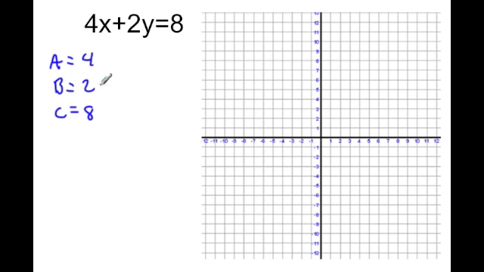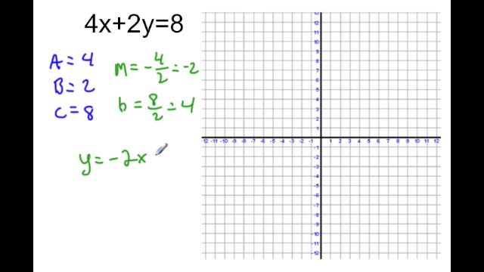Since I know that, I can now find the slope of this line by saying that m equals the opposite of a over b. So I know that my slope is negative 2. I can find my y-intercept by saying that b equals c over b. So I take my c and divide it by my b, and I get a 4. So to convert this without subtracting and dividing and doing all that stuff, I can just do this math here, and I should be able to write this equation as y equals the opposite of 2x, or negative 2x, plus 4.